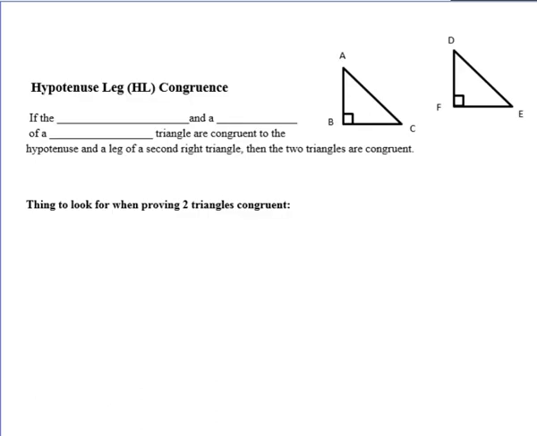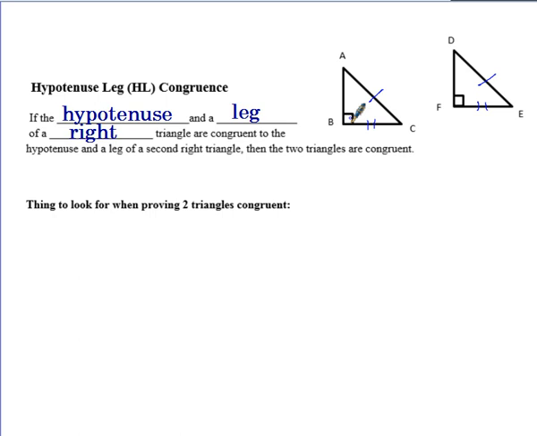The next one, or the last one, is called hypotenuse leg. What that states is if the hypotenuse and a leg of a right triangle are congruent to the hypotenuse and the leg of a second right triangle, then the two triangles are congruent. So, hypotenuse, remember, is the side that is across from the 90-degree angle. So that would be this side and this side. And then the leg could be either this or this. Either of these are referred to as legs. So I could maybe say this, and it has to be a right triangle. In order to use hypotenuse leg, it has to be a right triangle.